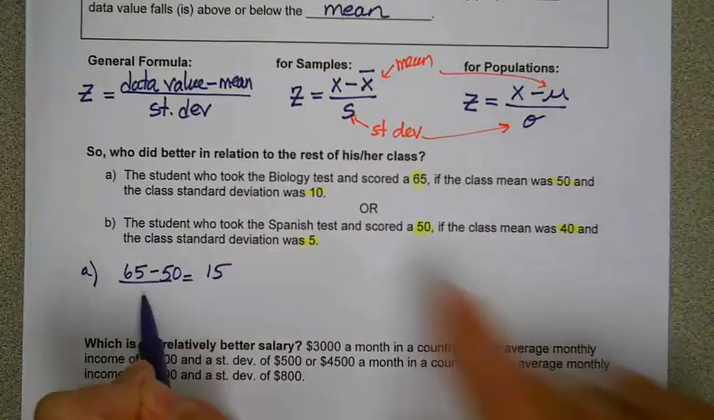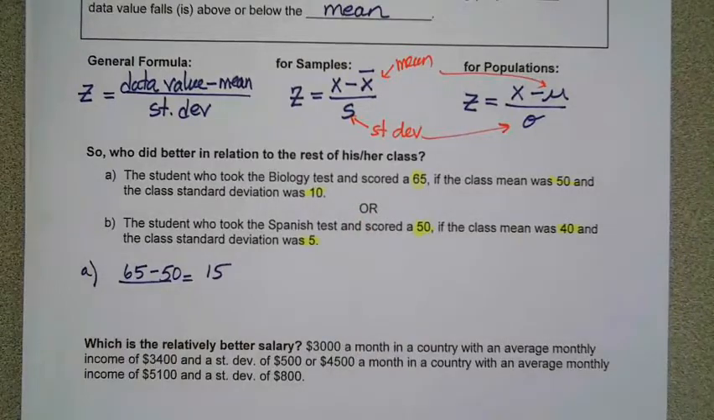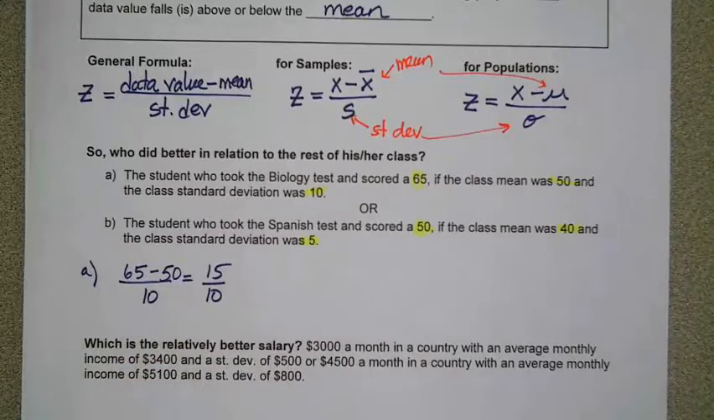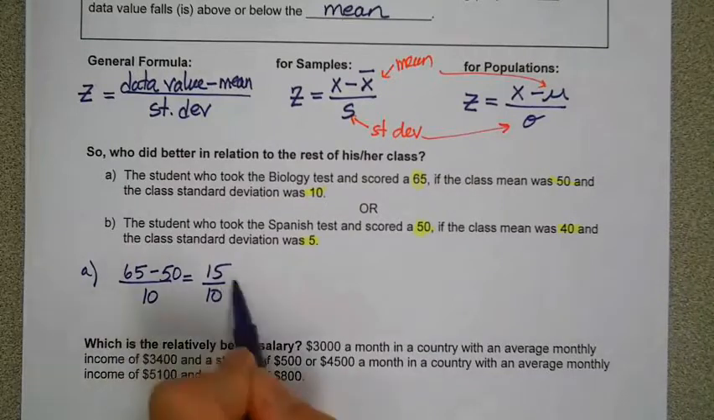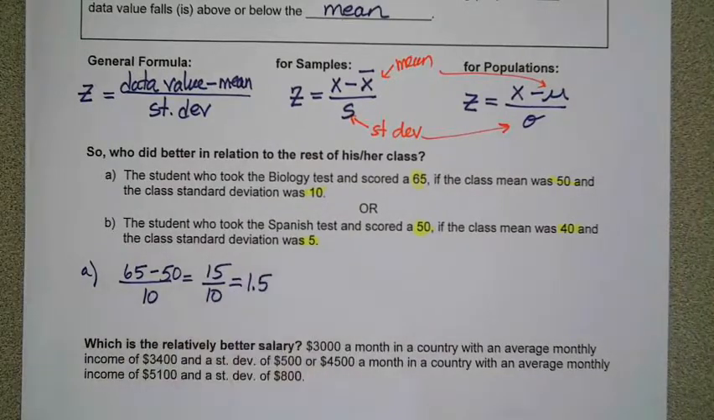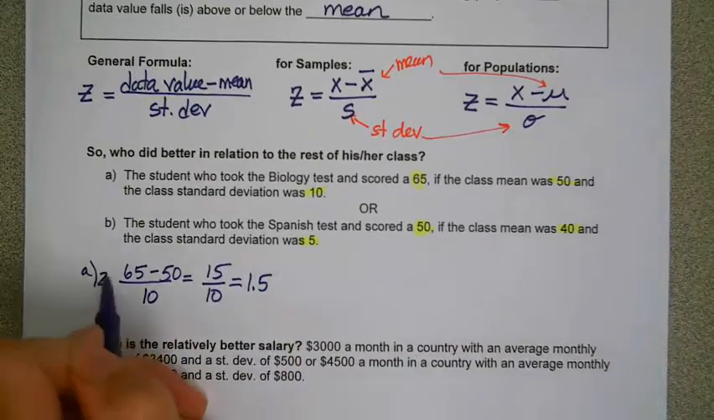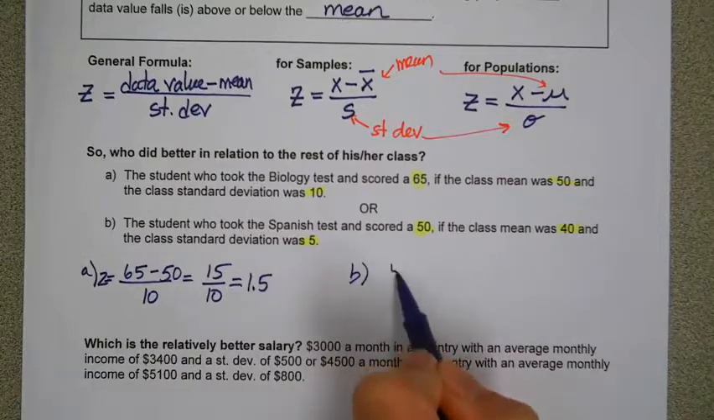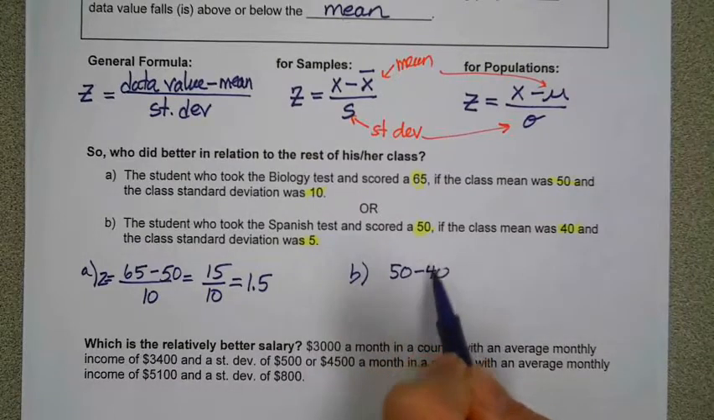Okay, but looking at the standard deviations, we want to look at how spread out the class's data was. That standard deviation was a value of 10. So this puts us at a 1.5. And that's our z-score. So for the other student, student B, on that Spanish test, 50 minus 40.